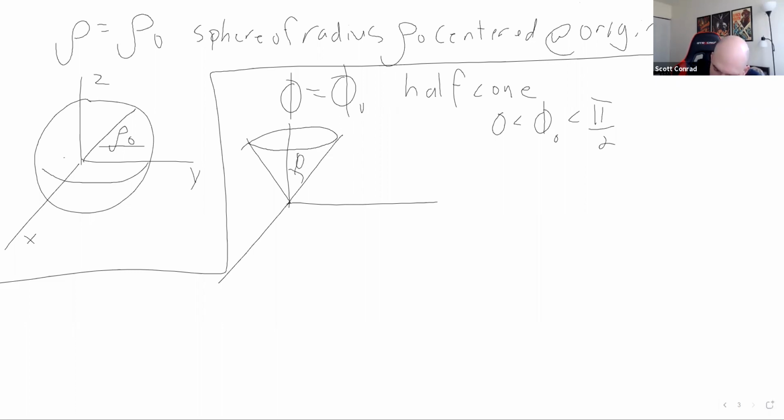So if we're making an acute angle with the positive z-axis, that means our cone is going to lie above the xy plane. Right, that angle is acute. Remember we said phi equals 0 is the positive z-axis.